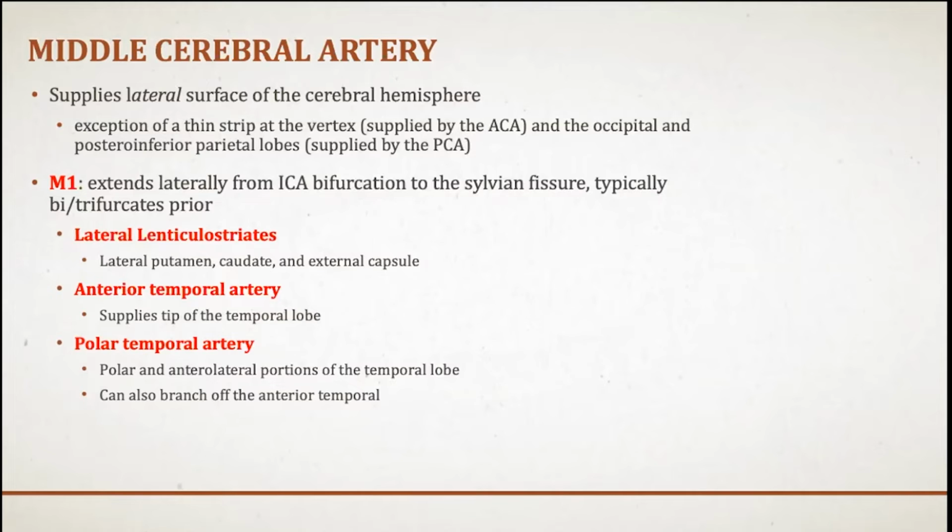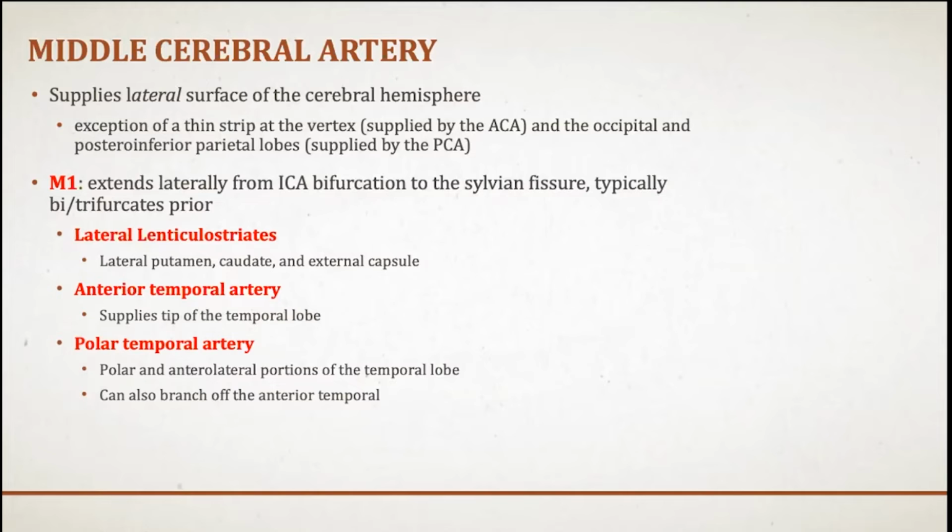So the middle cerebral artery, the big trunk, is called the M1. It extends laterally from the ICA bifurcation into the sylvian fissure, and it either bifurcates or trifurcates. So we always talk about M1 into M2. Distinguishing between the M1 and the M2, at that junction there's either two vessels that come off the M1 or three.